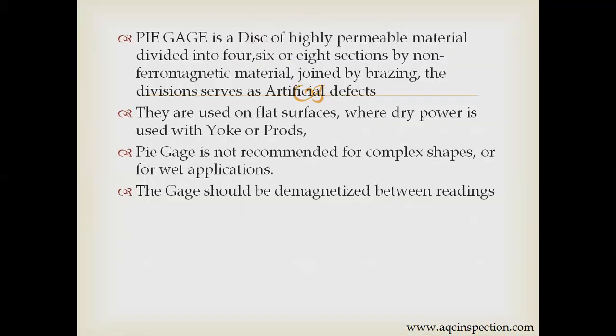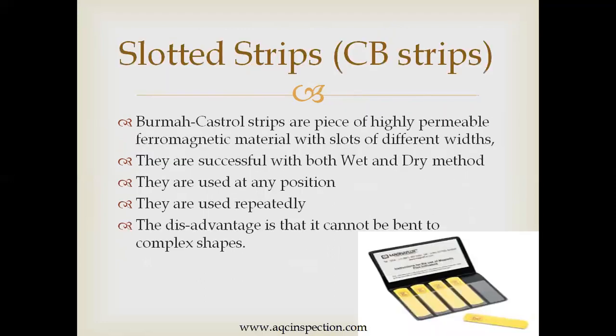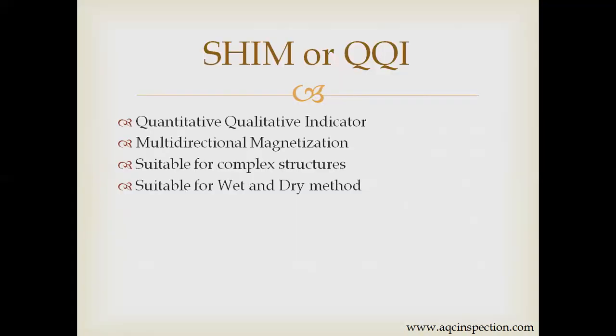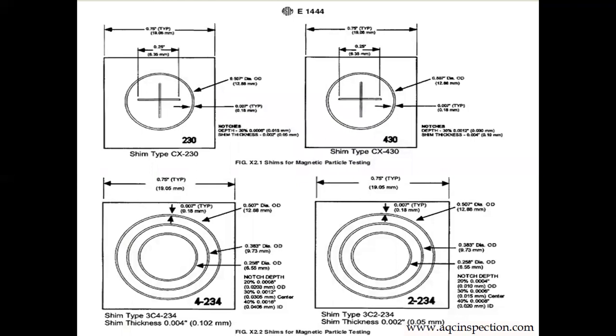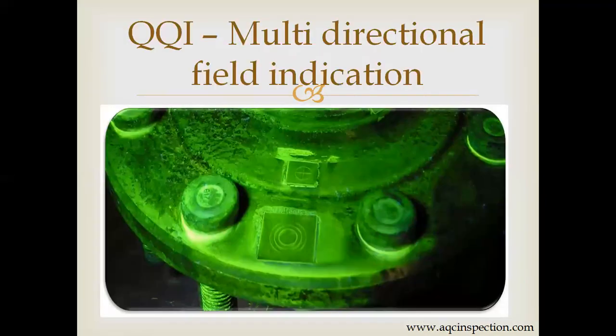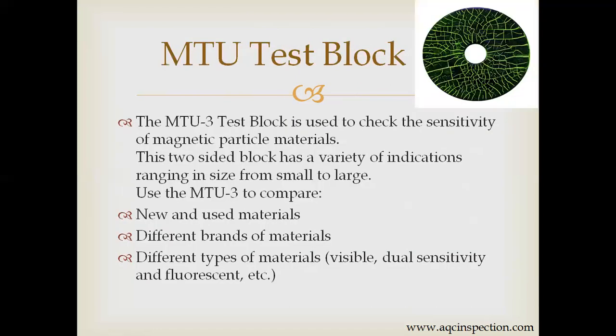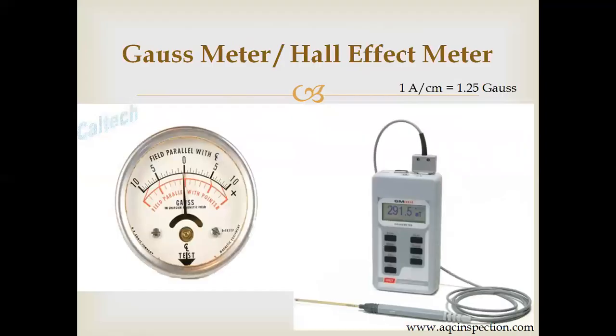Pie gauge, slotted strips, Ketos ring, shims or QQIs, quantitative quality indicators, Bolt hole device, MTU test blocks, and gauss meter or Hall effect meter.